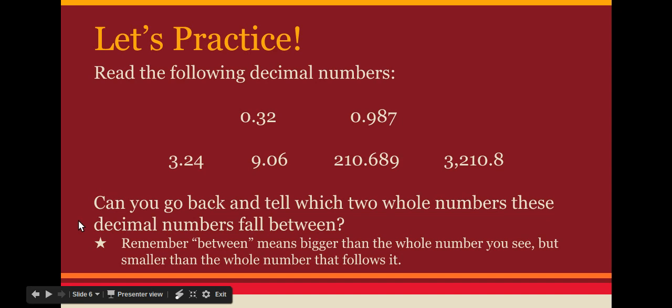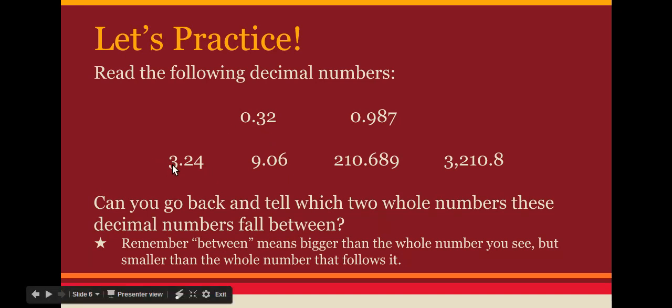As a challenge, can you go back and tell which 2 whole numbers these decimal numbers fall between? Remember, between means bigger than the whole number you see, but smaller than the whole number that follows it. So for the first 2, the whole number that you see is 0. The next number that comes after 0 when you're counting is 1. So these 2 decimals on the top are both between the whole numbers 0 and 1.